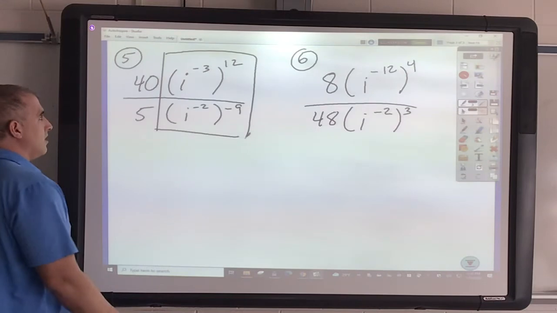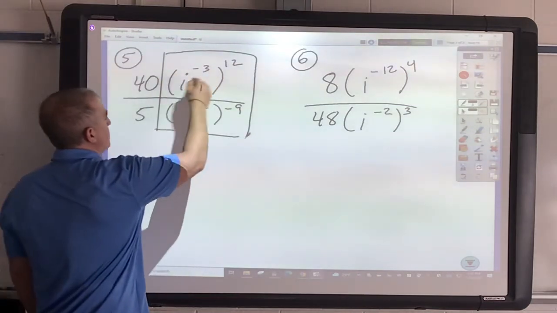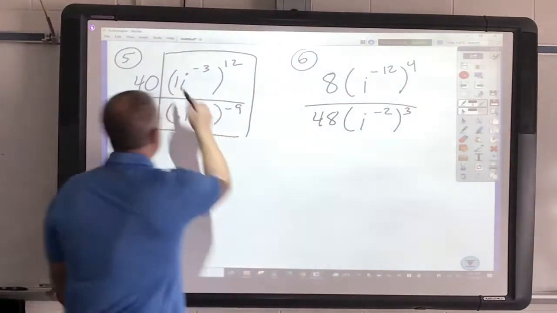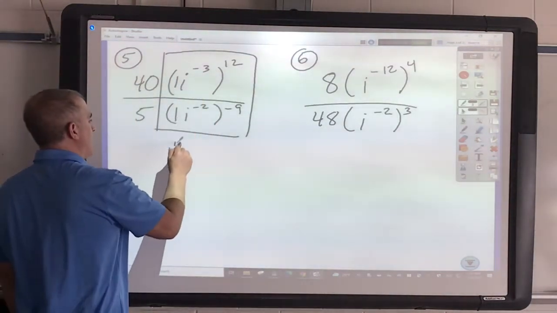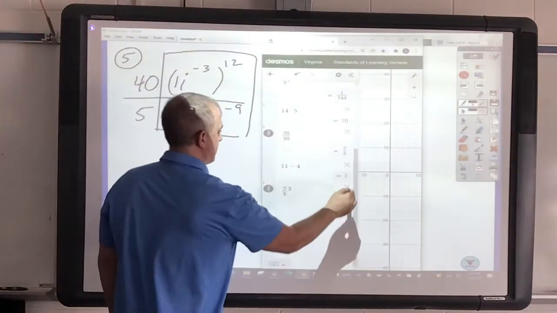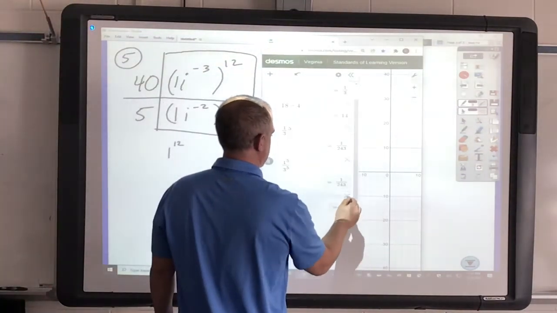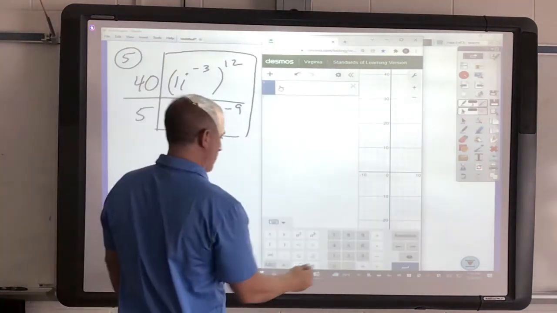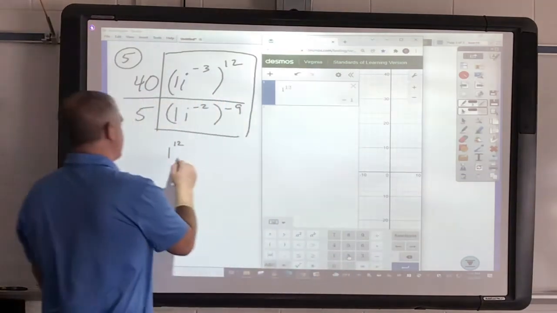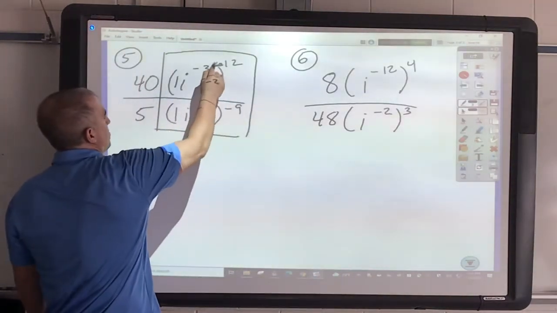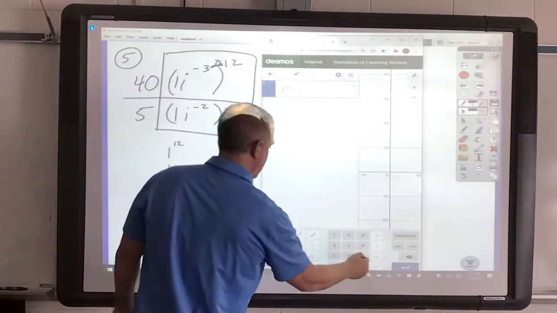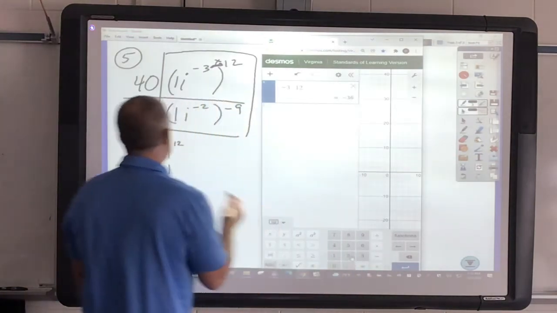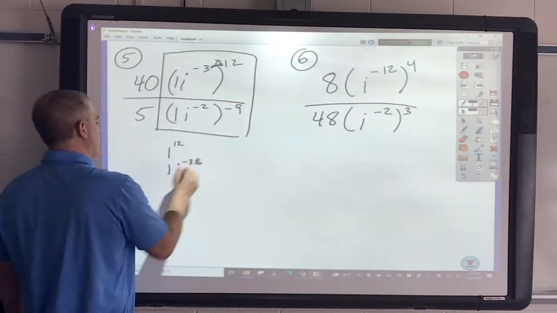So what's the rule here? This is the power rule. The coefficient is 1. So for that top one, I would do 1 to the 12th. Clear these out. That's going to be 1 to the 12th power, which is obviously 1. Then I multiply those, so that's -3 times 12, which is -36. So that top part is i to the -36.